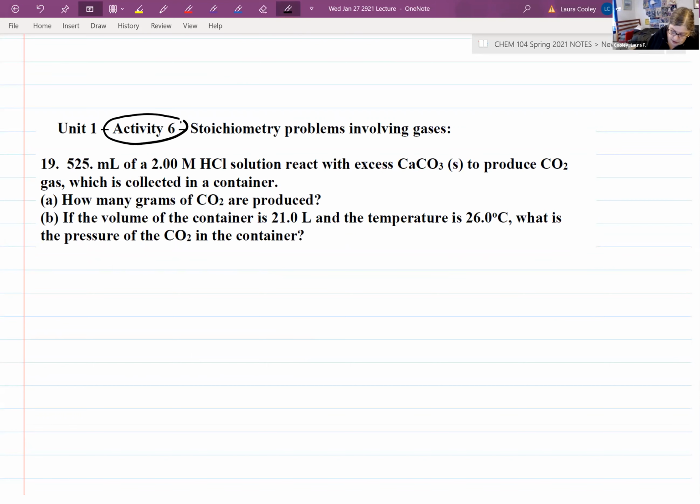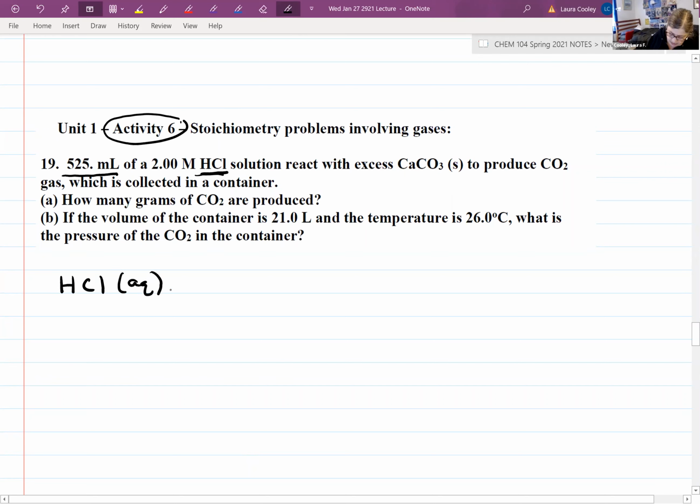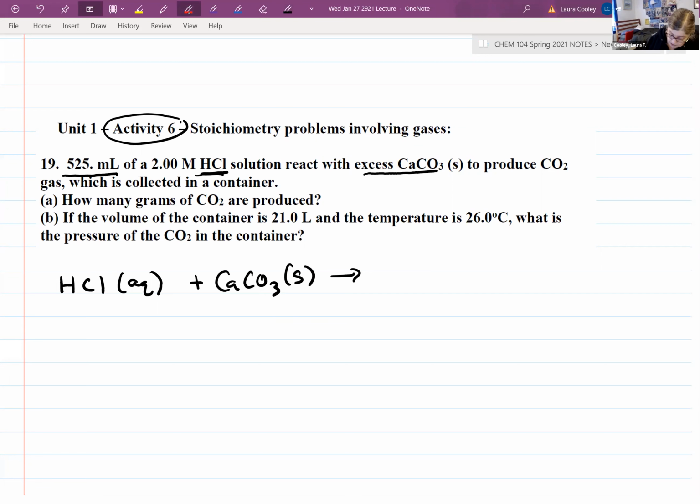So look at this reaction. We've got a certain volume of acid solution, HCl. So let's write it down because we're going to write the reaction down. Plus calcium carbonate, which is a solid. React with excess calcium carbonate. I don't know how well you studied these last semester, but when I teach 103, I call this acid plus carbonate.